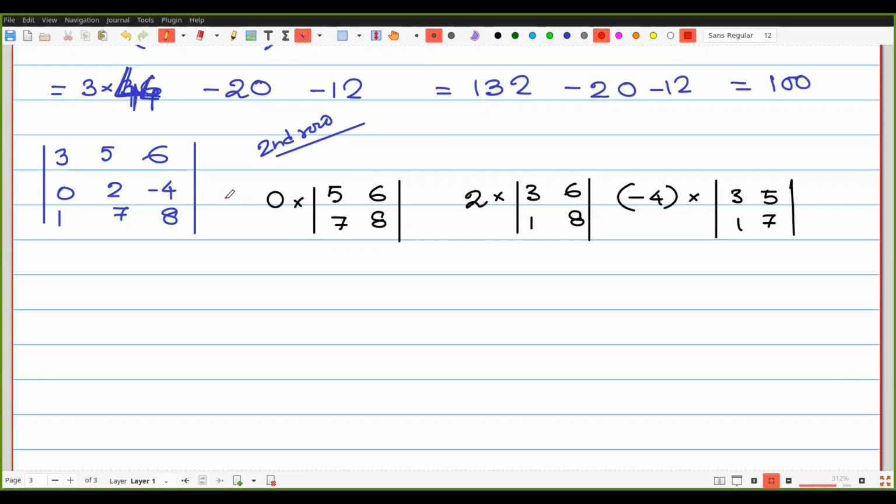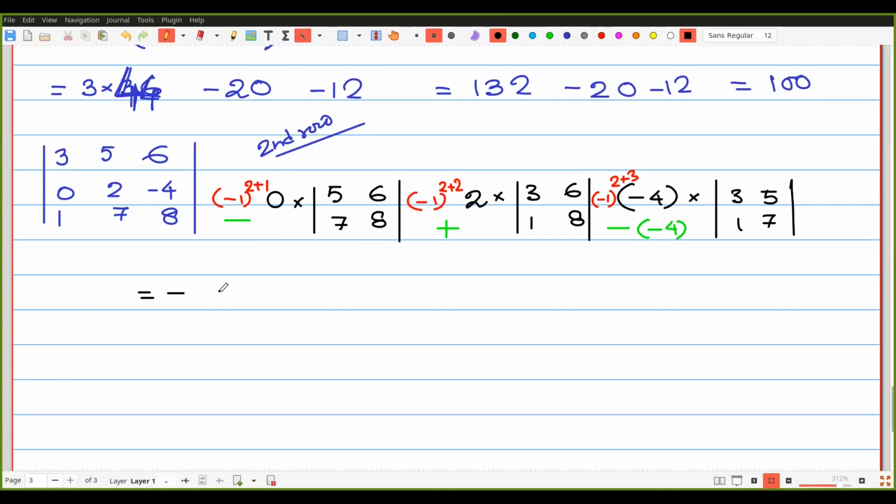For 0, minus 1 whole to the power second row plus first column. Then minus 1 whole to the power second row second column. For minus 4, minus 1 to the power second row plus third column. So that one is becoming minus, that one is becoming plus, that one is becoming minus of minus 4. Minus of minus would be transformed into plus.